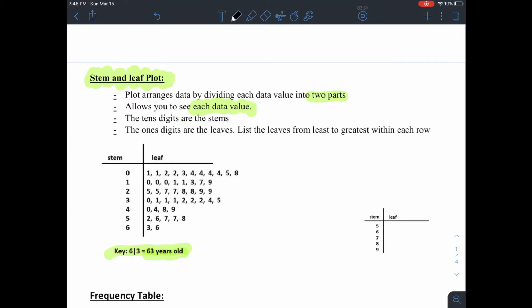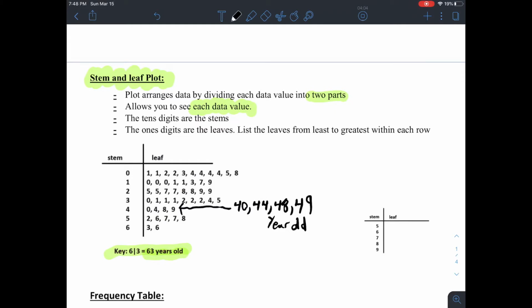Knowing that, I know that if I look at the fours row, we're talking about ages, and that there are 4 people in their 40s: one that was 40, one that was 44, one that was 48, and one that was 49, all that participated in this survey. They were each 40, 44, 48, and 49 years old.